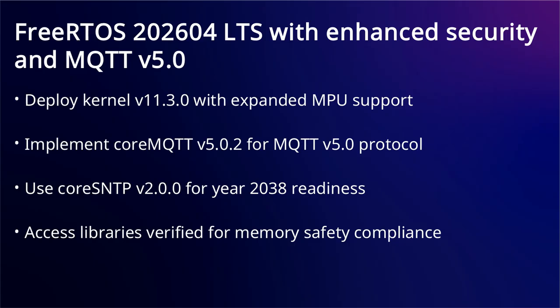You can implement coreMQTT v5.0.2 to enable MQTT v5.0 features like topic aliases for bandwidth-constrained devices and request/response patterns for interactive applications. You can use coreSNTP v2.0.0 to ensure devices validate TLS certificates and timestamp data correctly beyond 2038. You can access libraries verified for memory safety and MISRA-C compliance to improve robustness and reliability. Migration guides support updates from previous versions, and the extended maintenance plan provides critical fixes beyond the LTS expiry period.